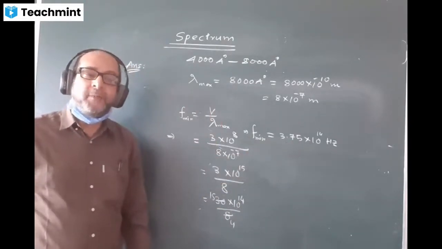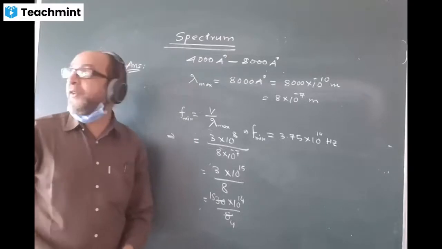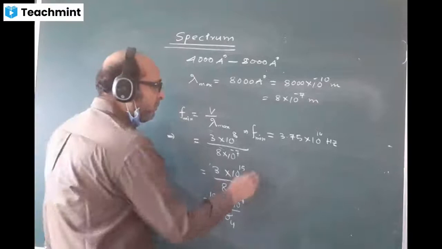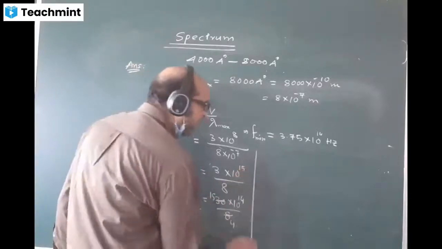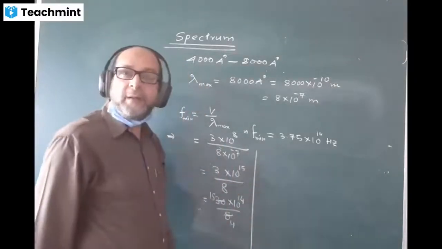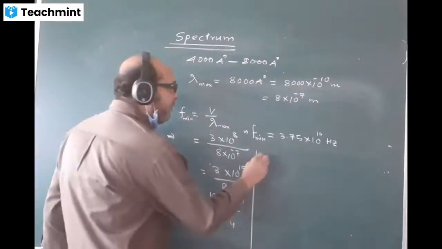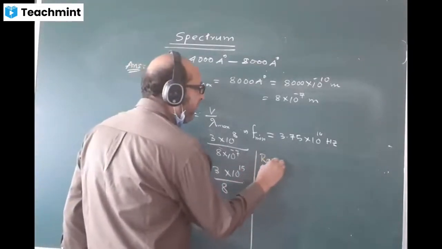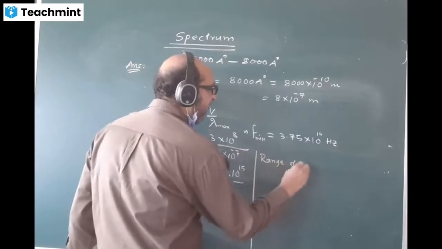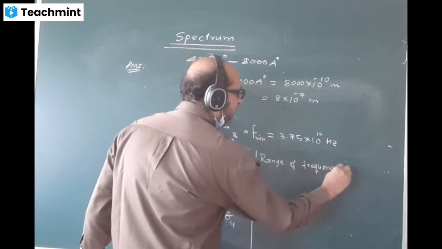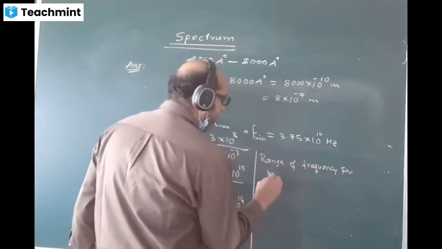So what is the range of, by chance if you are asked to give the range of frequency of visible light? Give the range. This is an extra question. It is not this particular question, but a question may come up like that. So now, after citing one answer, you give the range. That range of frequency, range of frequency for visible light.